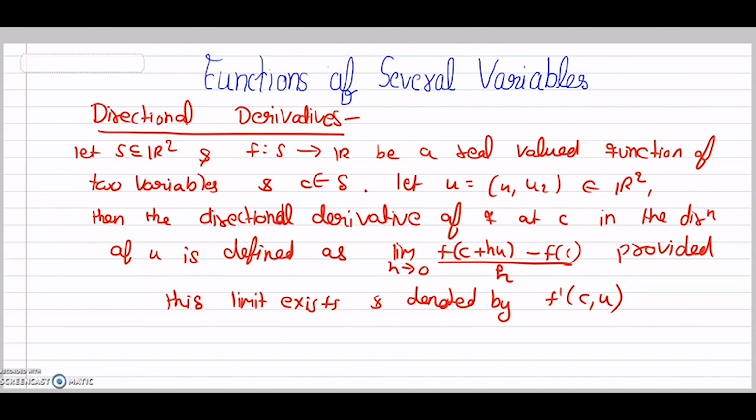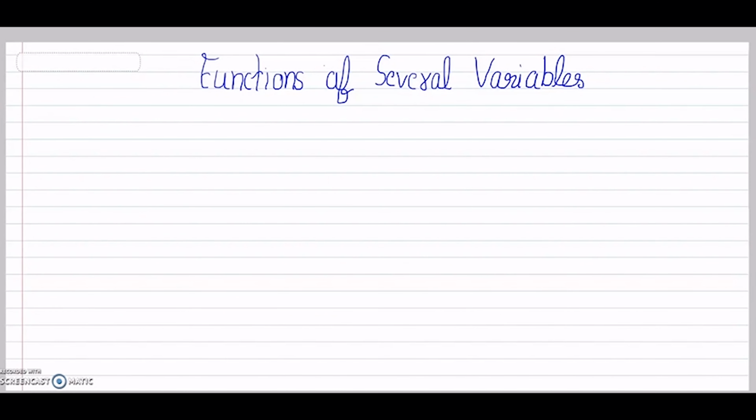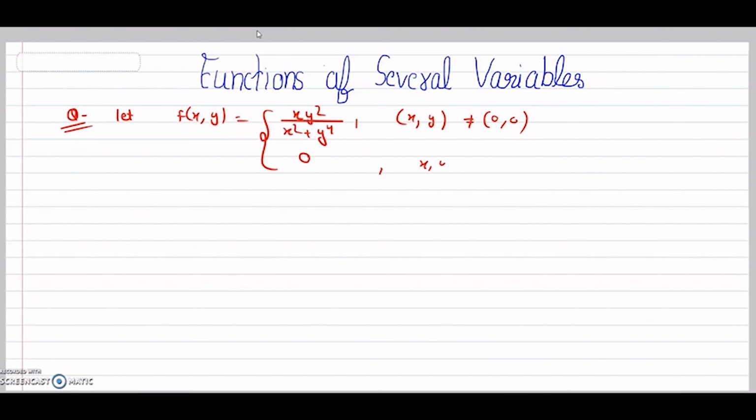एक क्वेश्चन सॉल्व कर लेते हैं. Let f(x,y) equals to xy square upon x square plus y raised to the power 4 when (x,y) is not equals to (0,0) and 0 when (x,y) equals to (0,0). Then find the directional derivative along u.